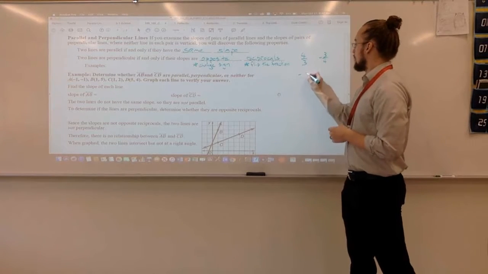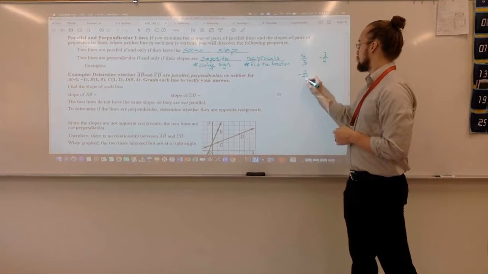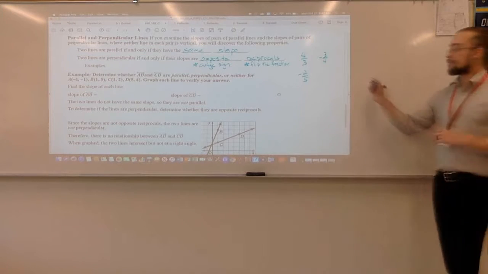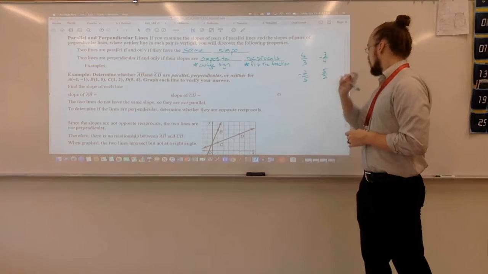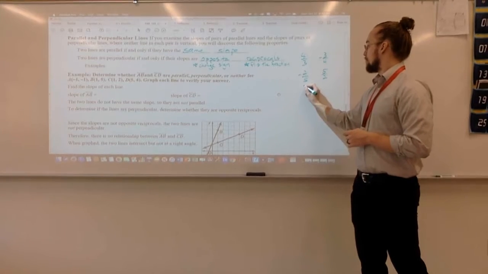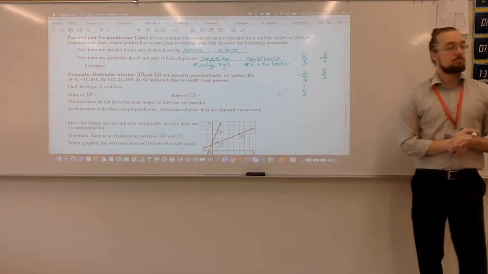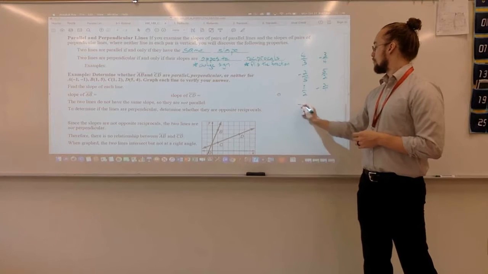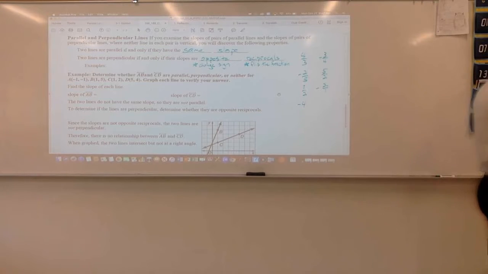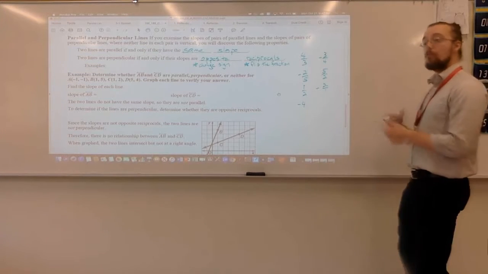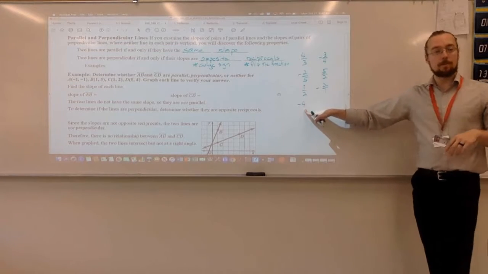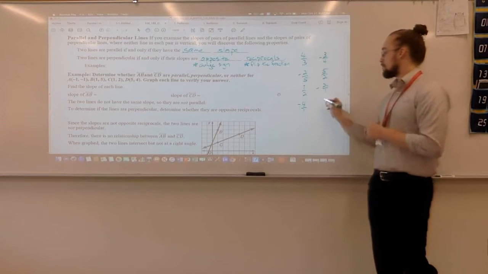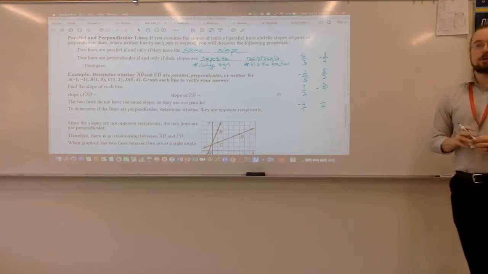What about negative 2/5? What's the opposite reciprocal of negative 2/5? Positive 5/2. What about the opposite reciprocal of 1/2? Negative 2/1. What about the opposite reciprocal of negative 4? Positive 1/4, right? Because even if I don't see a denominator, the denominator here is 1. So the opposite reciprocal would be positive 1/4. Okay?